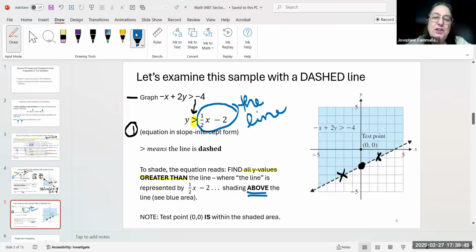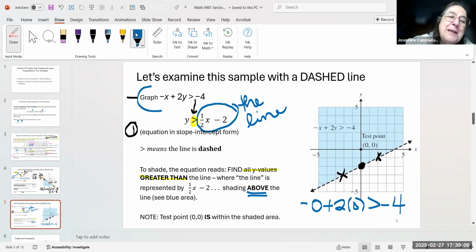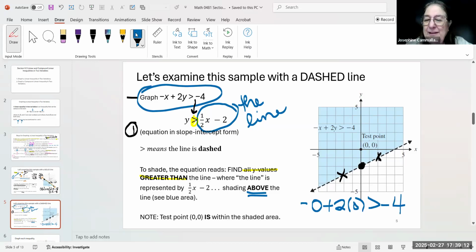Well, you'll notice again, I took a test point. Now, my test point, I always like this one because it's 0, 0. I can even do 0, 0 in my head. But again, I have a -0 plus 2 times 0. Is that greater than -4? I'm coming back to this equation. Well, is 0 greater than -4? Well, this time the answer's true, which means the blue area that I just shaded is correct.